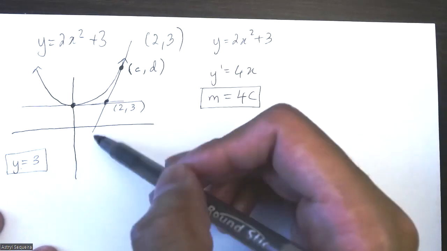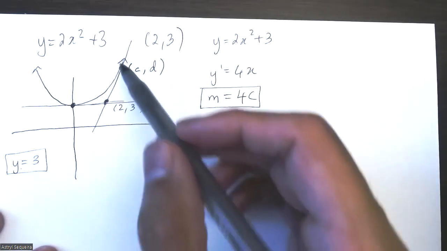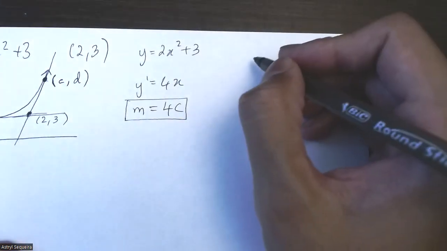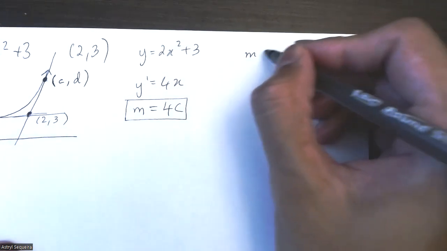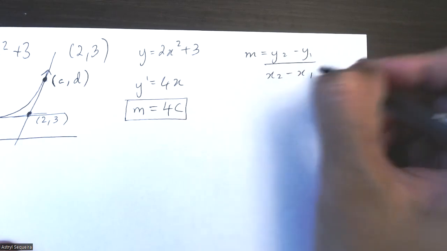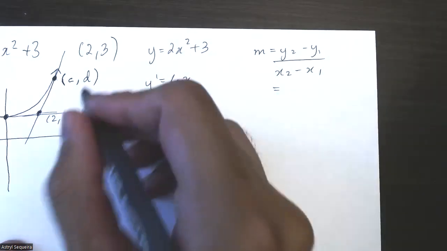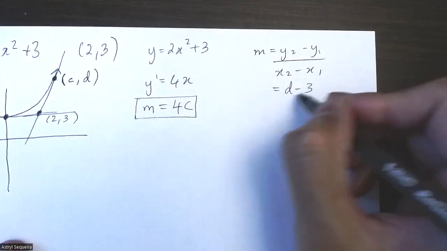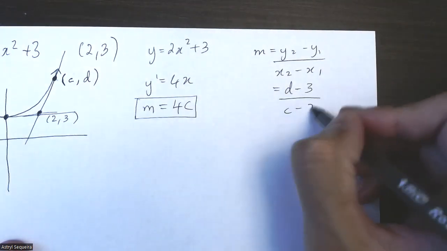Next, I'm going to take a look at this line here, and I'm going to find my slope using your grade 10 formula, which is m equals (y2 minus y1) over (x2 minus x1). So it's just (d minus 3) over (c minus 2).